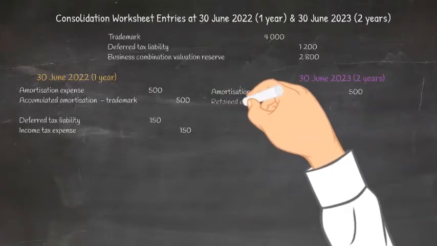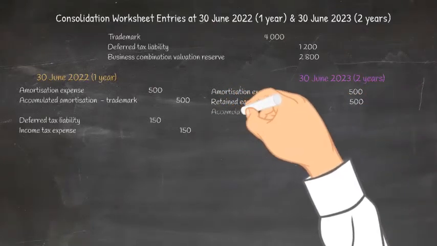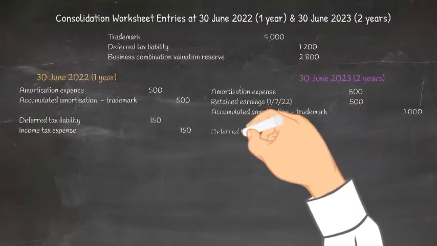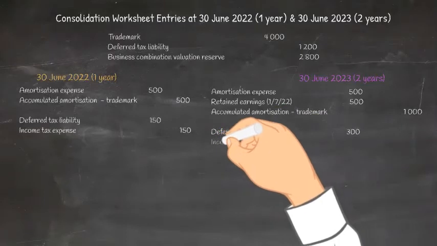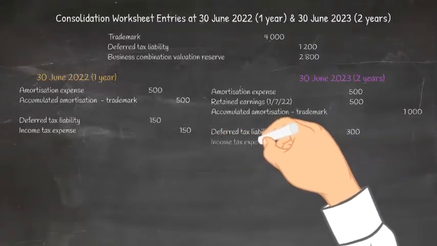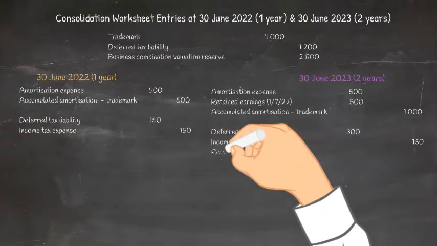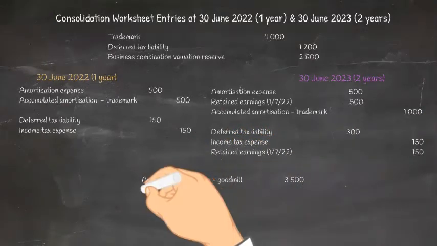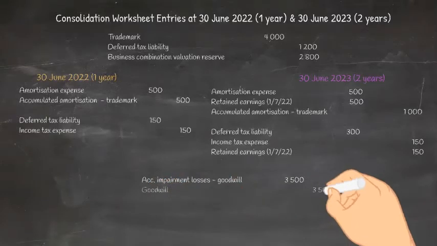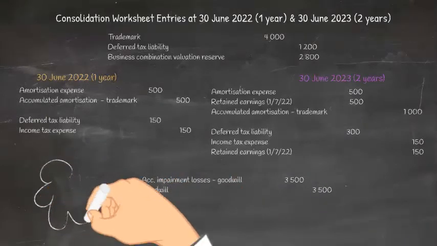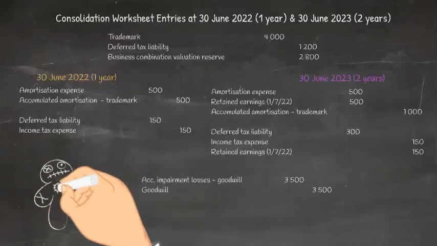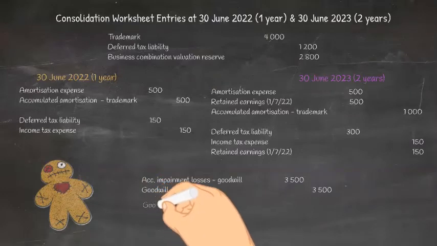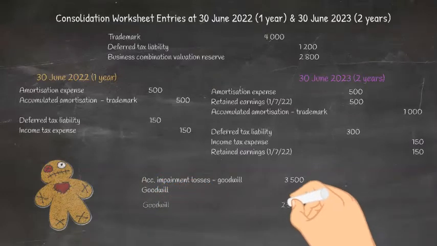Two years later, which was in 2023, the amortization expense that we recorded in 2022 would have had an impact on the 2022 retained earnings. Therefore, this means that the opening retained earnings in 2023 will need to be adjusted. This is very much similar to the adjusted entries for depreciation that we prepared earlier. The BCVR entry for goodwill is repeated as prepared at acquisition date.